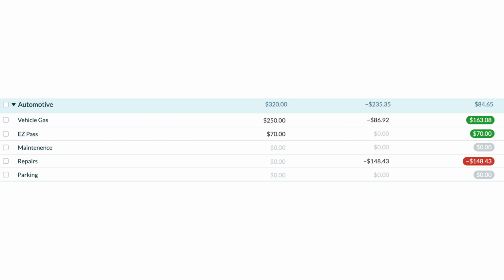In the automotive category, we had budgeted $250 for gas. We spent $86.92, leaving us with a positive of $163.08. We had budgeted $70 for Easy Pass, the local toll road system, and we haven't gotten charged for that yet. So that's also a positive. But then our car died.